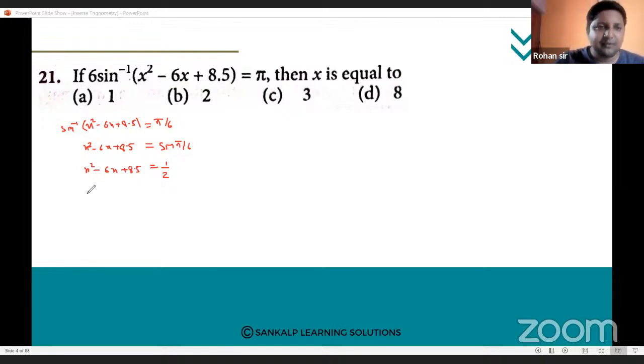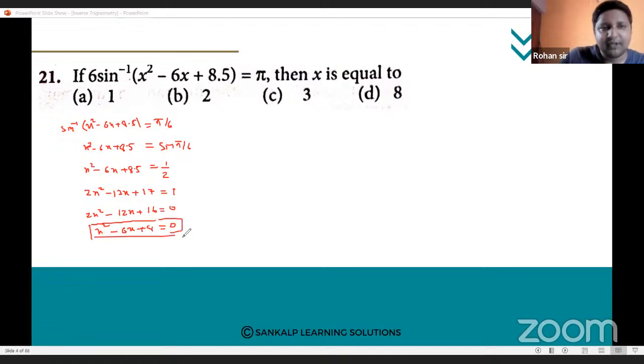So x square minus 6x plus 8.5 is equal to 1 by 2. So when we simplify, we get it in the form of 2x square minus 12x plus 8.5 into 2, it will be equal to 17, is equal to 1. Or on simplifying, we get 2x square minus 12x plus 16 is equal to 0. Or on further simplifying, we are getting it in the form of x square minus 6x plus 8 is equal to 0. So this is the quadratic equation we are getting, and we need to calculate the roots of this.